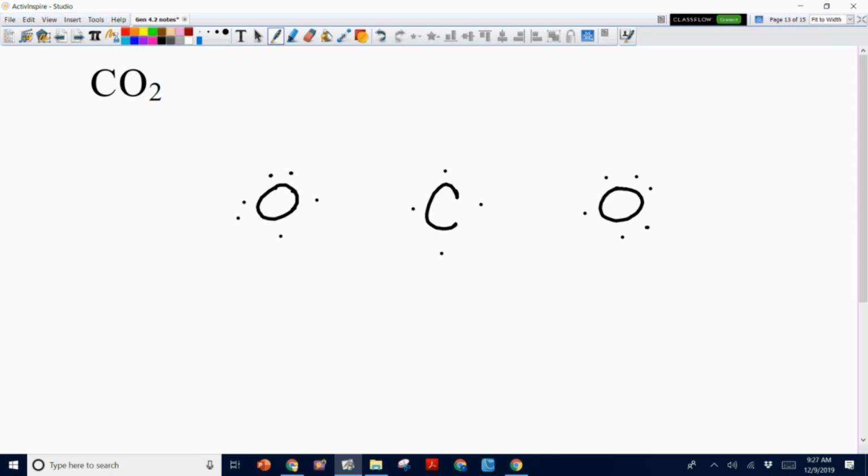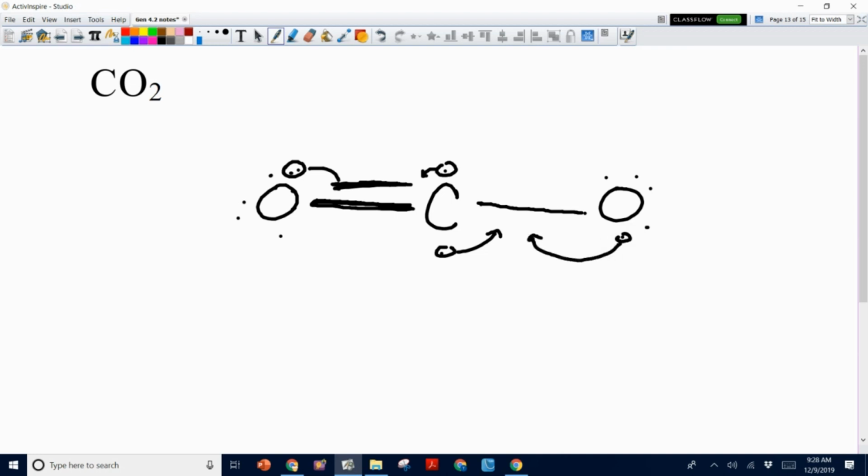All right, so what happens is these 2 electrons here are going to share. So I'm going to draw a line there. And then this electron is going to share with this electron, and it's going to flip down to make a bond here. Okay. And then these 2 electrons here are going to flip up to make a bond here. Okay, so that carbon can have 8 electrons around it.